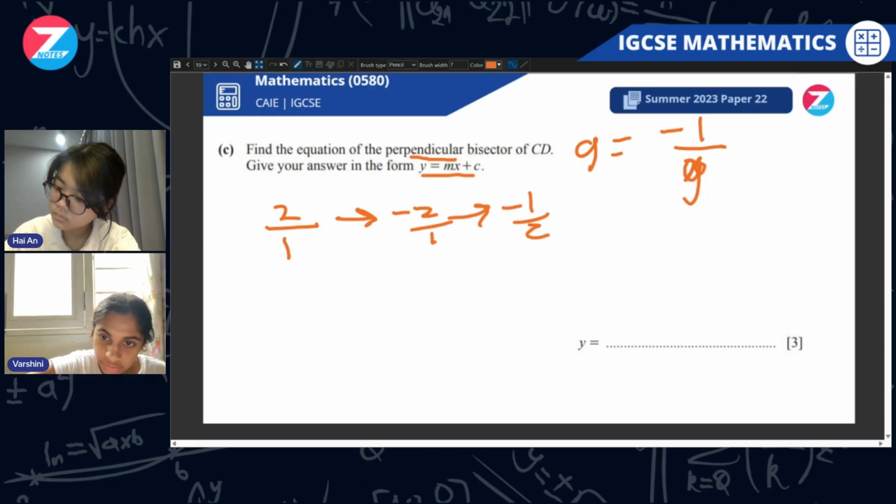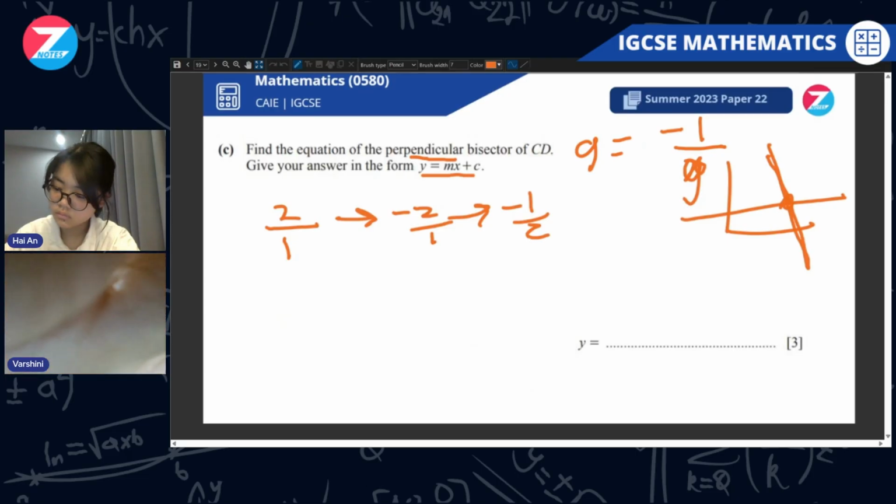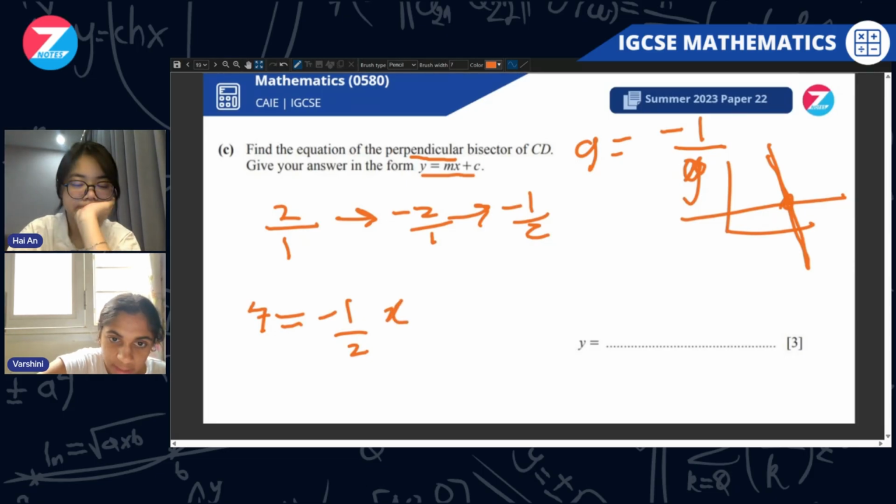And we also have the midpoint. So we know if this is our line, the perpendicular bisector is going to pass through the line over here, and it's going to pass through the midpoint. So we have a point on our line as well, which is, as we figured out, (9, 7). So we can substitute these two values into the y equals mx plus c formula. So y over here is 7 equals, and we already found out m, which is the gradient, to be minus 1 by 2. Minus 1 by 2 into x, plus c.